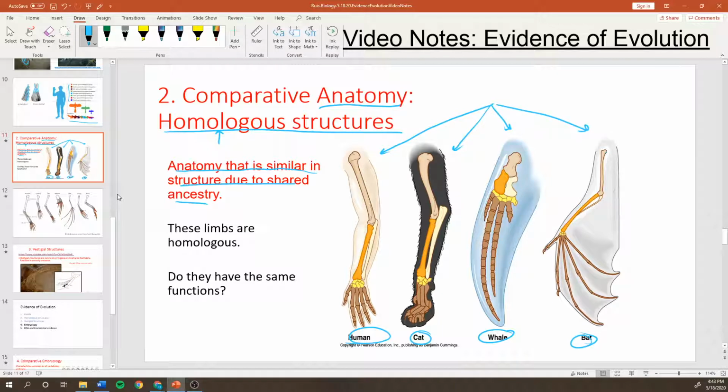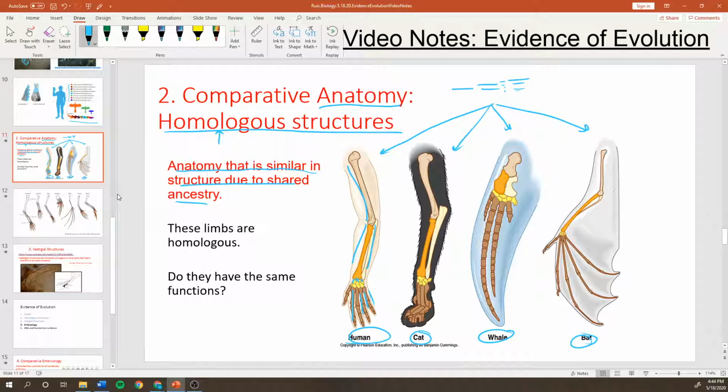And so this common ancestor had the bone plan that all of these things have. And so let's look at this bone plan real quick. The bone plan is 1 bone, 2 bones, many little bones, hand bones, right? So 1 bone, 2 bones, wrist bones, hand bones, okay? And if we look at all of those things, it's incredible, but all of those bones exist in all of these different organisms. Now, are they exactly the same? No, they're not exactly the same, but that's kind of the point.